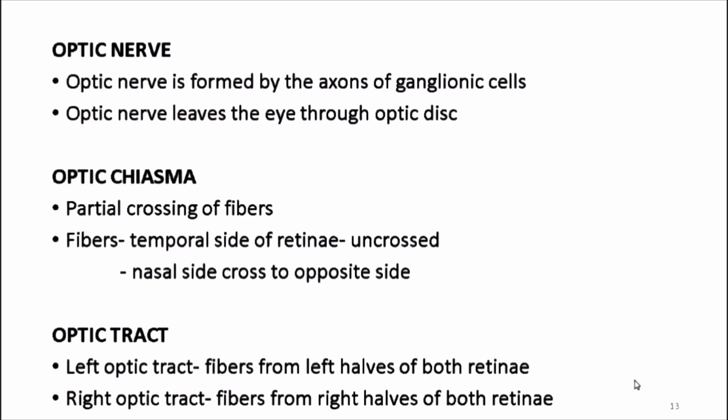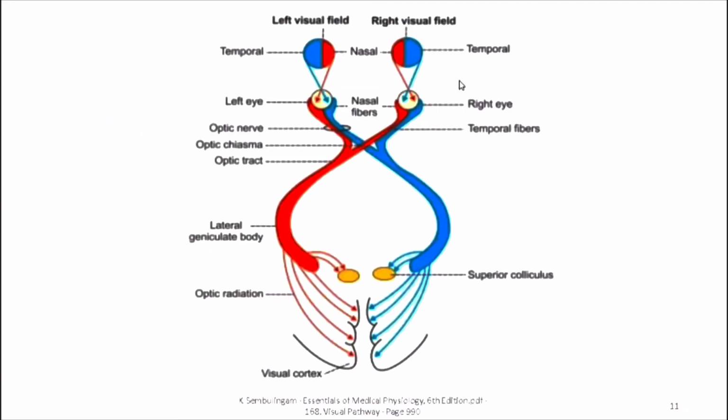The optic nerve leaves the eye through the optic disc. Then it goes to the optic chiasma. So what is the optic chiasma? That is partial crossing of fibers. The fibers from the temporal side of the retina are uncrossed, whereas the nasal side crosses to the opposite side. See this diagram? See here, this blue and this red. These are both the nasal fibers. The nasal fibers cross each other. So that point is the optic chiasma.